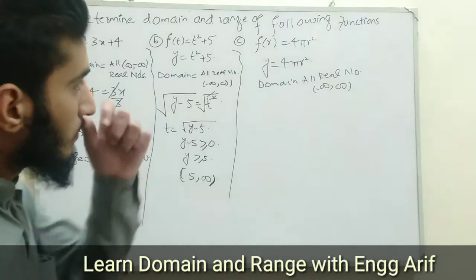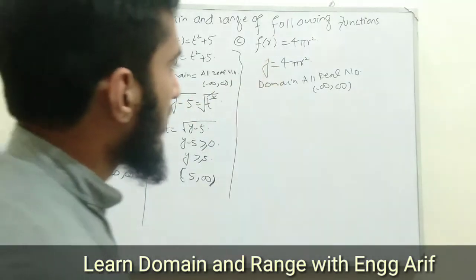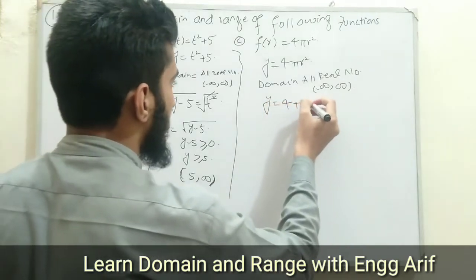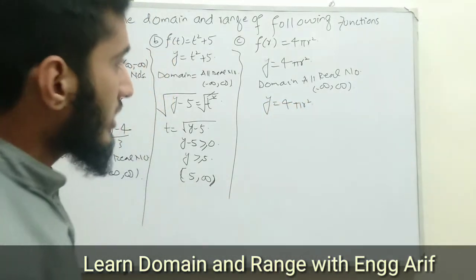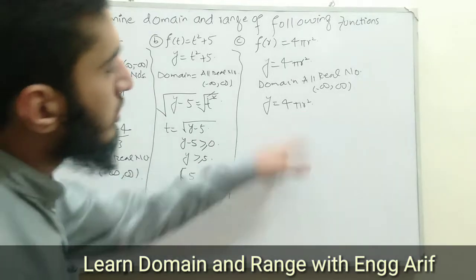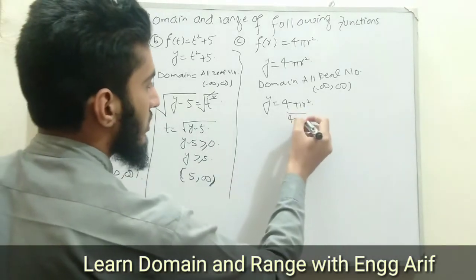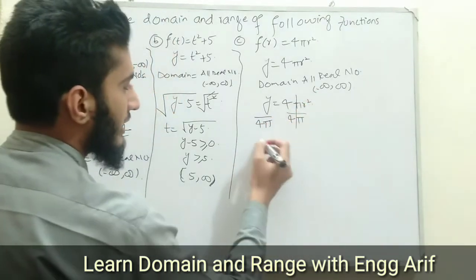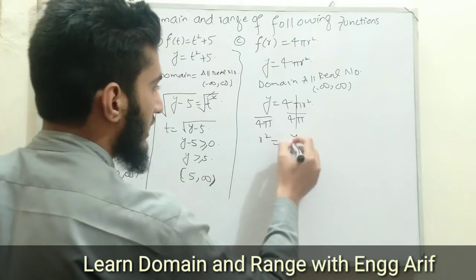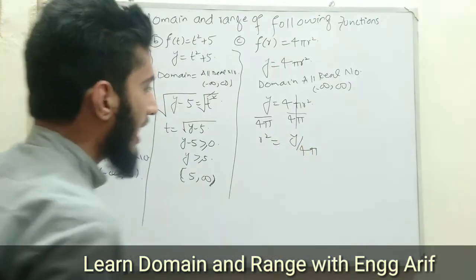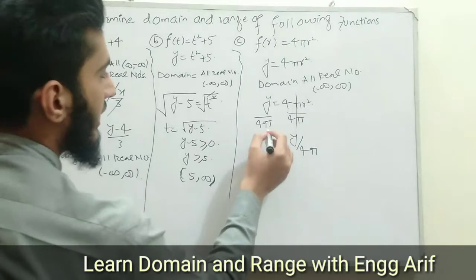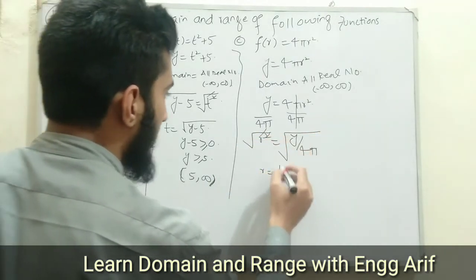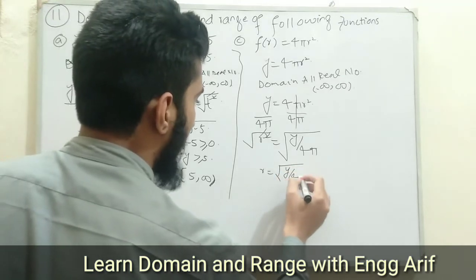Now after this I am going to find the range for this function. So for the range we will take the given equation y is equal to 4 pi r square. Now you know that for the range I will solve for r, so divide both sides by 4 pi. So 4 pi will cancel out with 4 pi on the right hand side, and on the left hand side I am left with r square is equal to y divided by 4 pi. Now I am interested in r, so I will take the square root of both sides. So it will become r is equal to the square root of y divided by 4 pi.